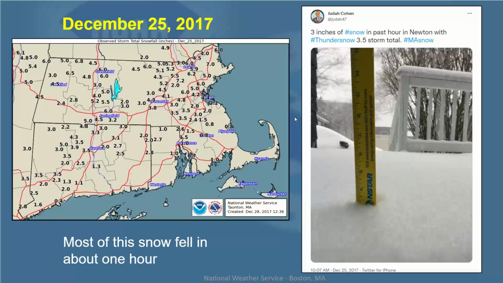When you think of thunderstorms in the summer, those are the type of storms that can drop a lot of rain in a short period of time. So in winter, when you get thundersnow, you can drop a lot of snow in a short period of time.